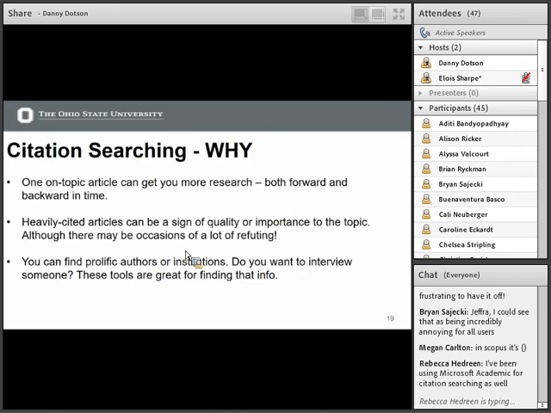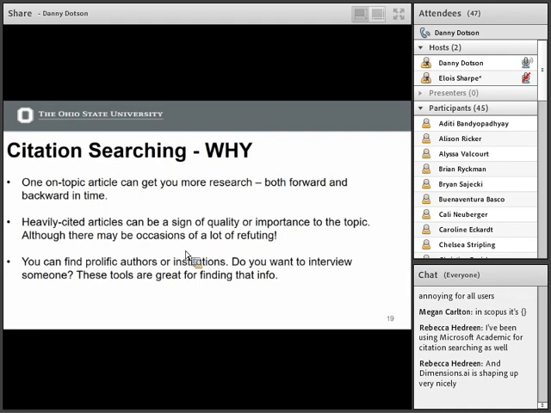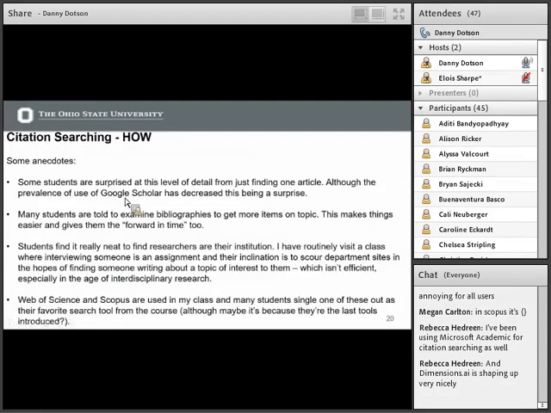And also, some classes have focused on students talking to researchers, and Scopus and Web of Science are valuable for finding people at specific institutions for you to interview and get one-on-one information from a researcher as well. This is something that I have shown in my class, but also to some undergrad classes, especially ones that have that interview component. Students are really surprised at this level of detail that you can get. And again, I think Google Scholar has decreased that a little bit, but I think most of them are still surprised at the value of this.